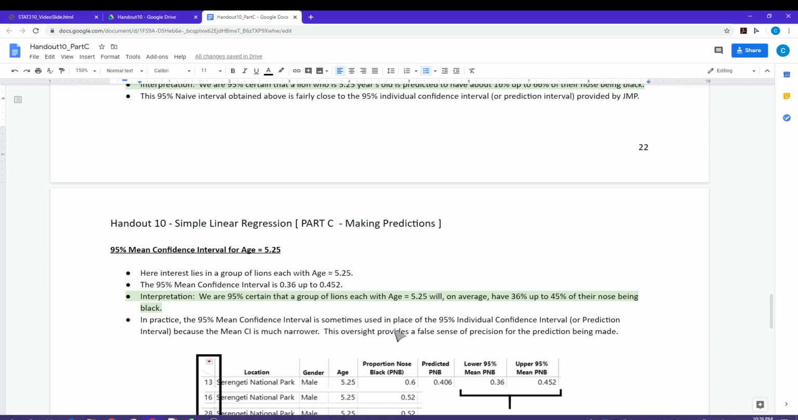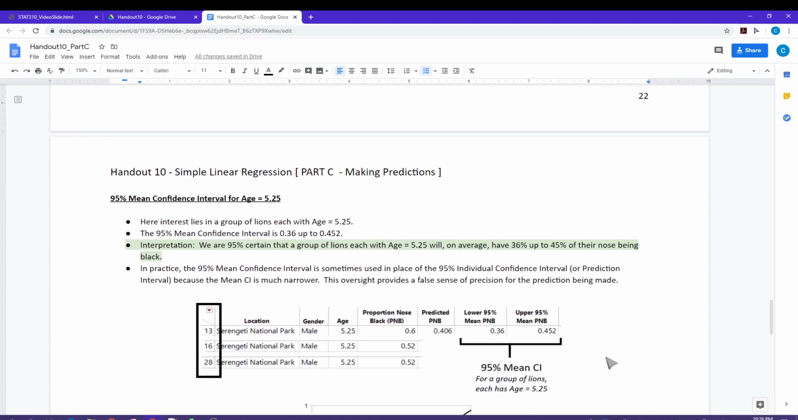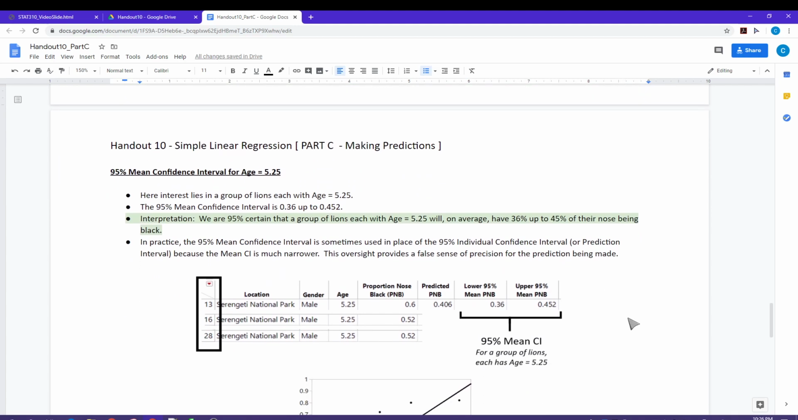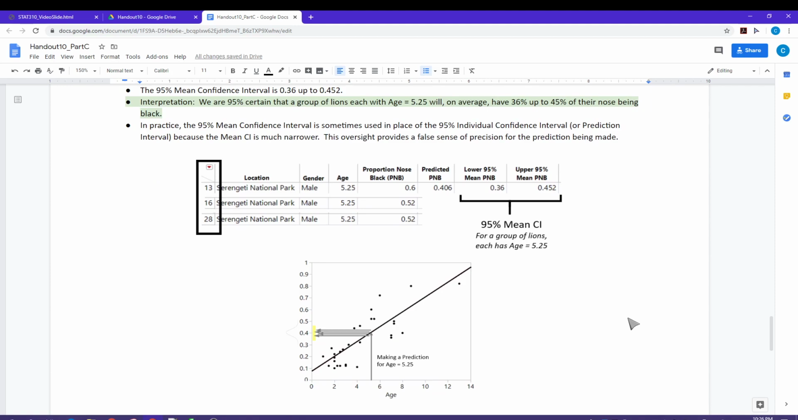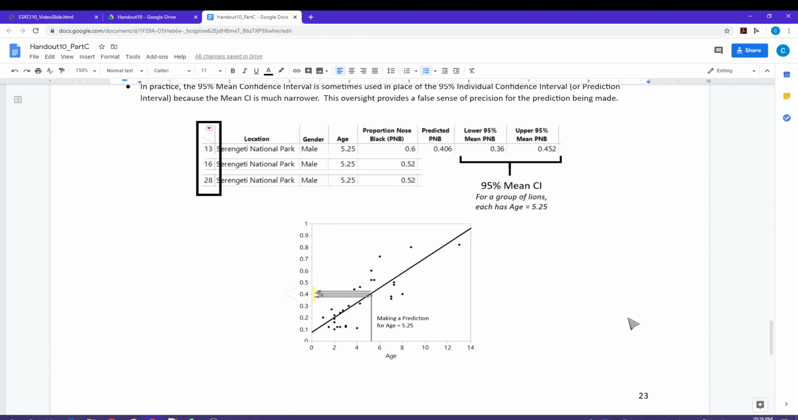Now this oversight means that people are going to have a false sense of precision for their prediction if they use the mean interval instead of the individual interval. So again, here on page 23, if I just had a whole bunch of lions with that age, I'm going to get a variety of predictions. This would be the 95% mean confidence interval here.